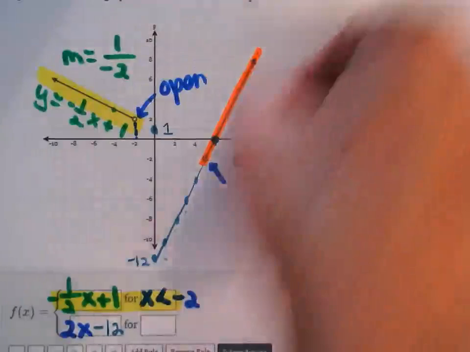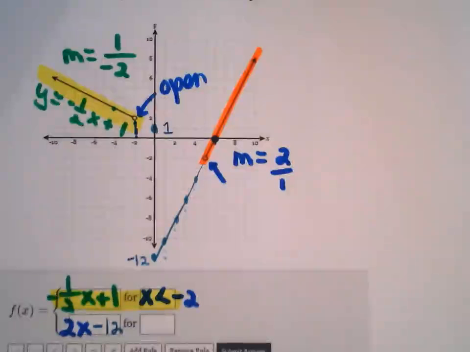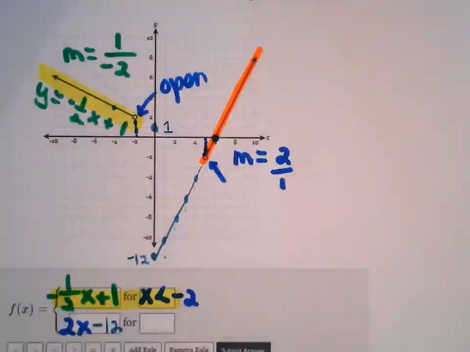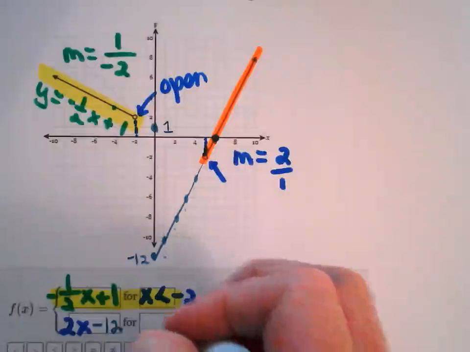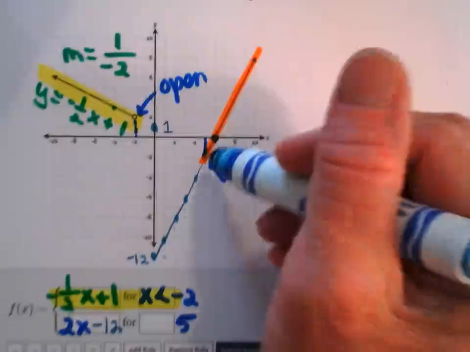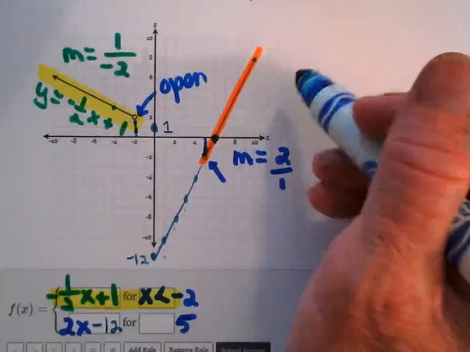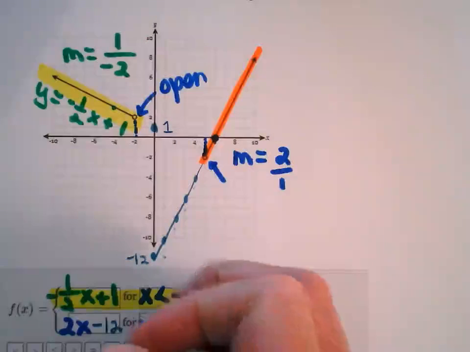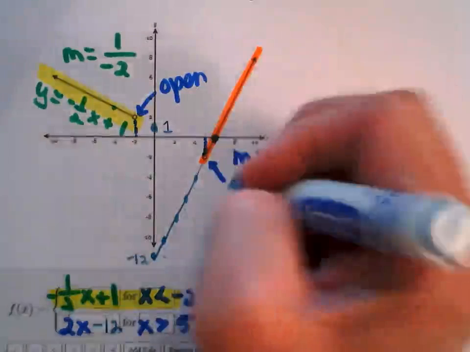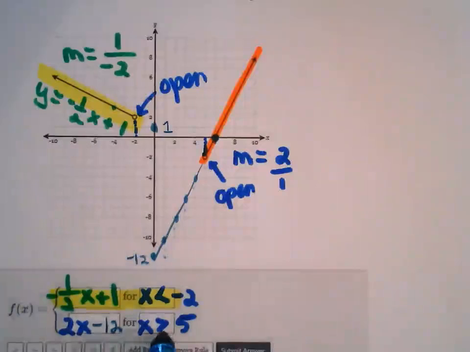Now for the orange part, what is the domain that it exists for? Where does this graph start on the x-axis? Well, that starts at 5. So now are the values greater than 5 or less than 5? Since the orange part of the graph is to the right of 5, that's greater. So x is greater than 5. Since it's an open circle, we will leave it as just greater than.